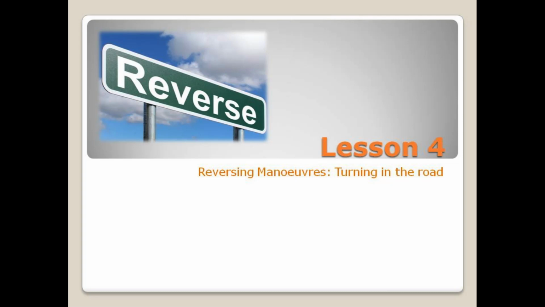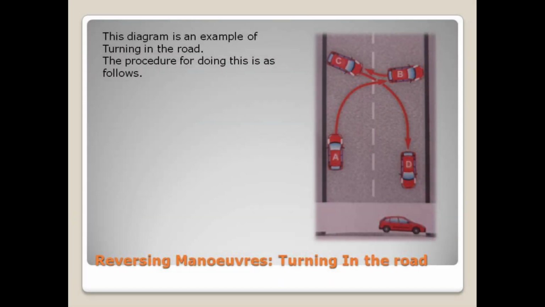Lesson 4. Reversing Manoeuvres. Turning in the road. This diagram is an example of turning in the road. The procedure for doing this is as follows. A-B. Move slowly. Steer briskly to full right lock. A meter from the curb, turn the steering to the left.